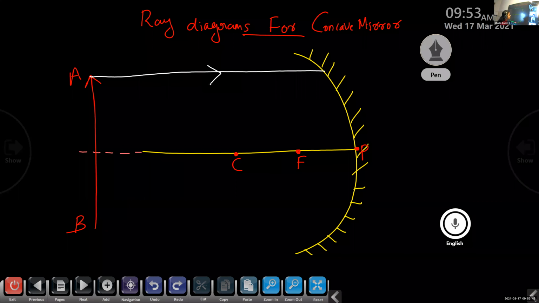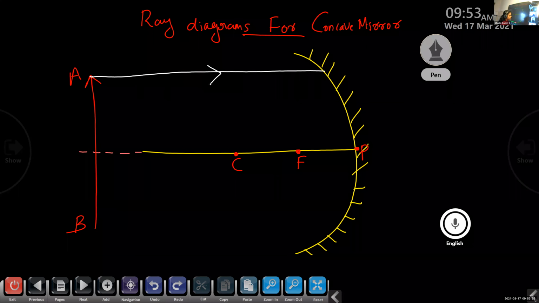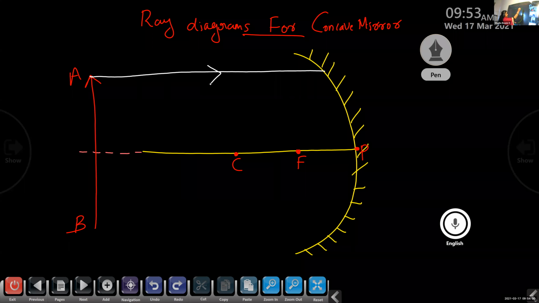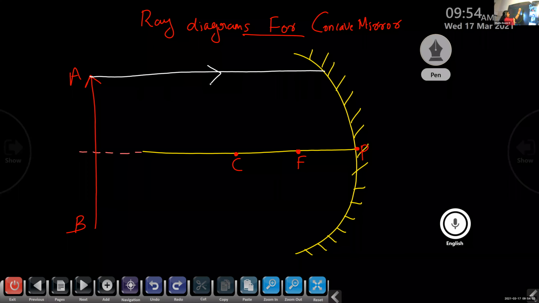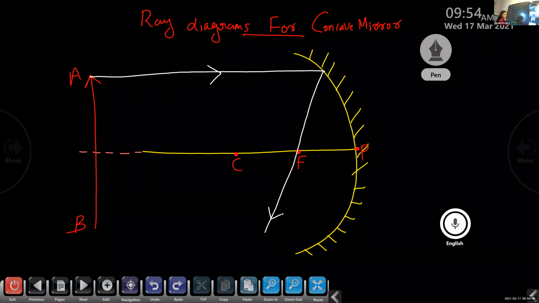Then what happens to this ray of light after the reflection? This ray of light came parallel to the principal axis. After the reflection, what happens to this ray of light? It passes through the principal focus. Very good, Minha. After the reflection, it is passing through the principal focus according to our first rule, right?